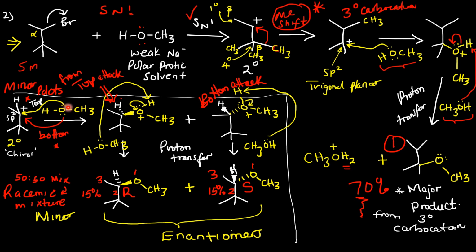Because there was equal approach from top and bottom phase, 50-50 chance, you're going to get equal amount of these two products, which happen to be R and S of equal amount. So they're a racemic mixture, coming from the word race, black and white, for example. So equal mixture of R and S, different races. These two are minor products because they are formed from the minor carbocation. This is the major because it's formed from the major carbocation after the methyl shift.